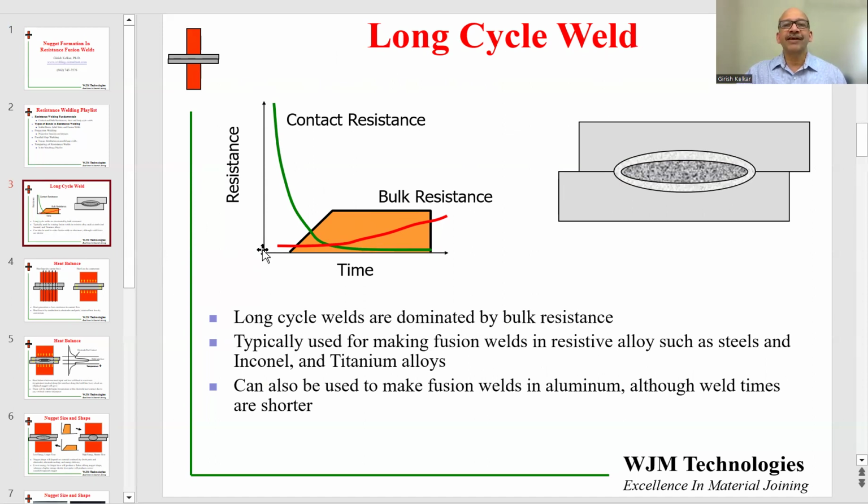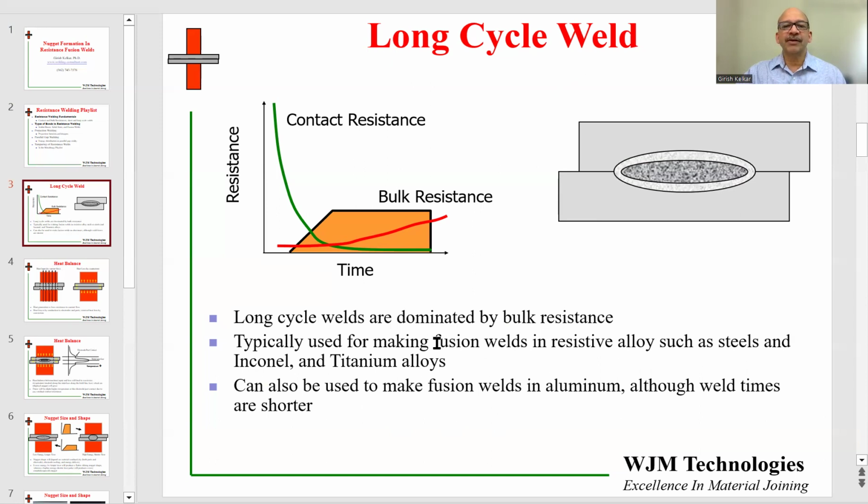On the vertical axis, we have resistance. On the horizontal axis, we have time. As the weld progresses, the contact resistance drops to a very low value, and as the parts heat up, the bulk resistance grows from lower values to a higher value as the parts become warmer and hotter. Typically, in long cycle welds, we end up forming a nugget at the interface, and how that actually happens is what we're going to review in this video.